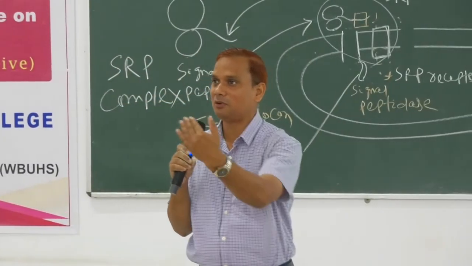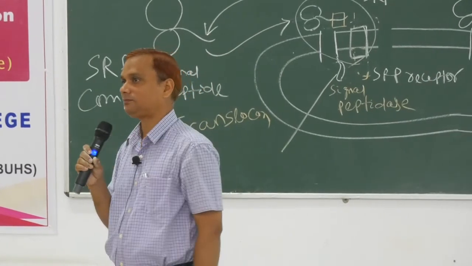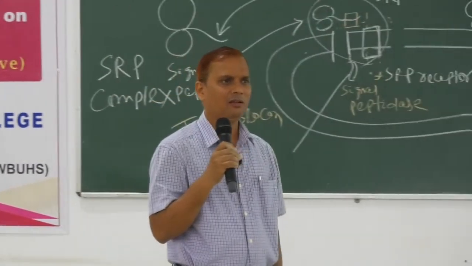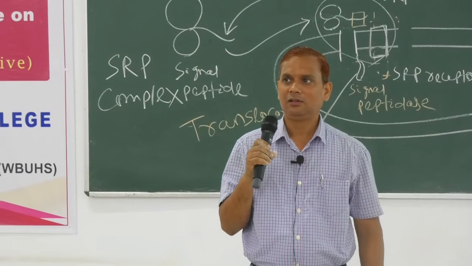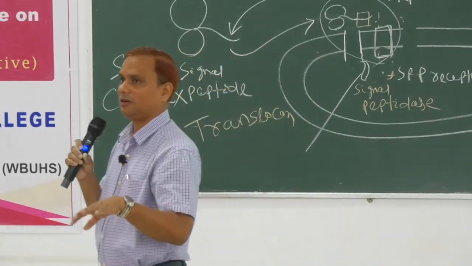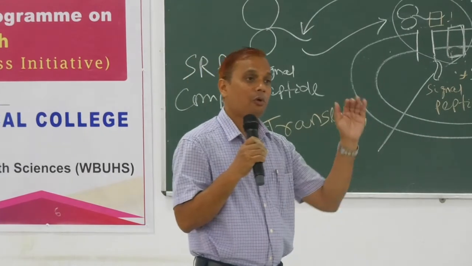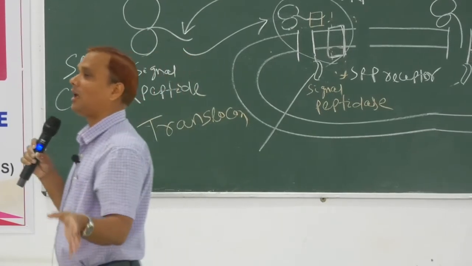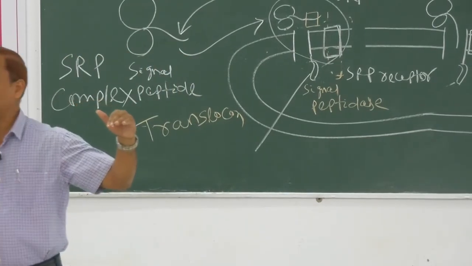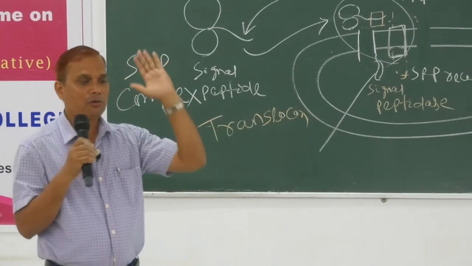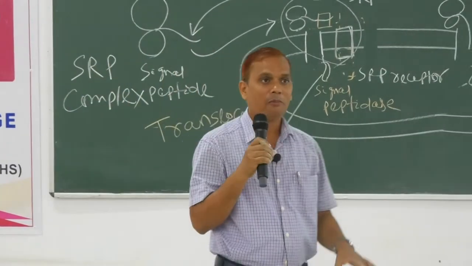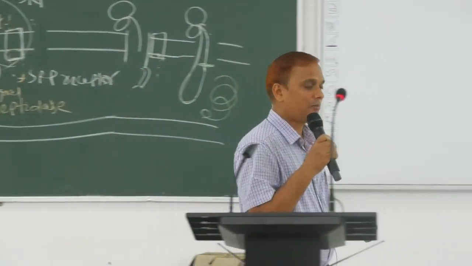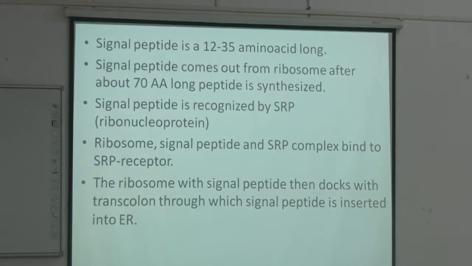Anybody? What has to happen? It has to go for modification. So where will it go? It will enter the Golgi apparatus for modification. After modification there, then what will it do? It will go to its target organ through some vesicles.